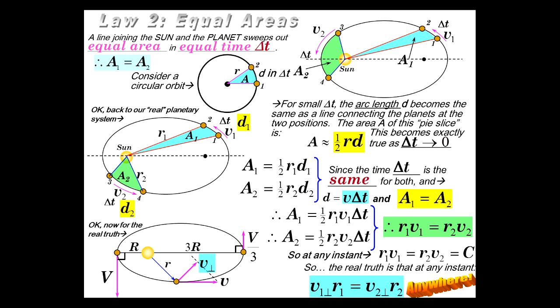So the perpendicular velocity to the radius is true anywhere. It's actually a consequence of the conservation of angular momentum, which most of you viewing this have not learned about yet, but nevertheless, that is the story for our planetary orbits. Law number 2. And now let's go on to law number 3.